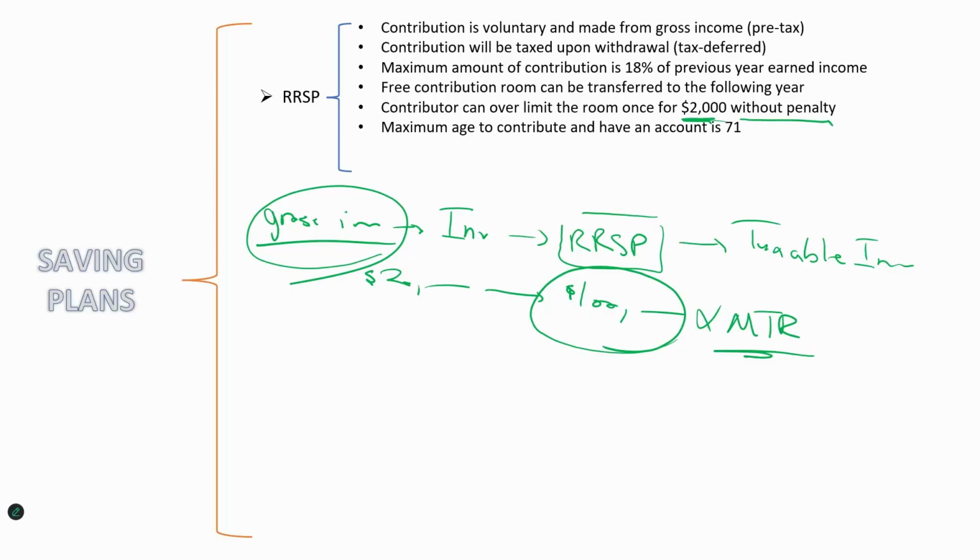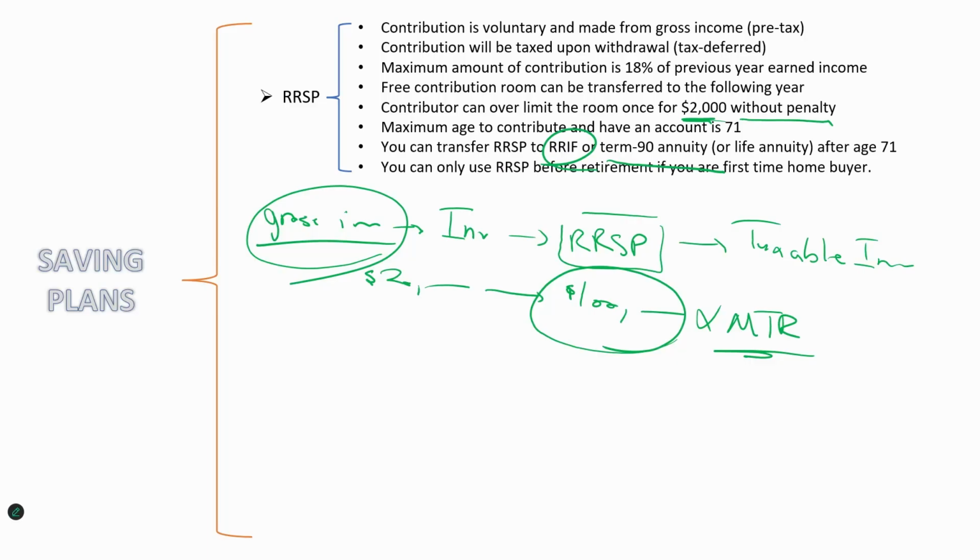Maximum age to contribute and have an account is 71. After age 71, you can transfer your RSP to an account called a RRIF or a term 90 annuity. Okay, so after age 71, you can transfer your RSP to a RRIF or to a term 90 annuity. Also, you can use your RSP anytime you want, right? You just have to pay the tax. It's not necessarily when you want to retire. Okay, so you can put it in this year, you can withdraw from it the year after.